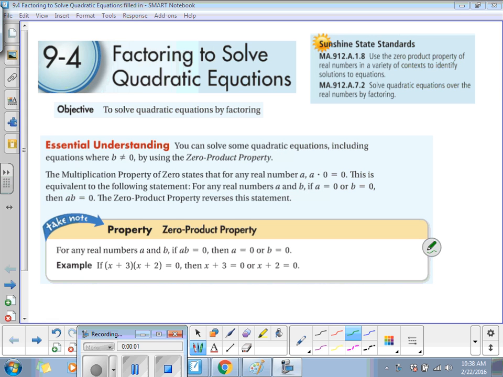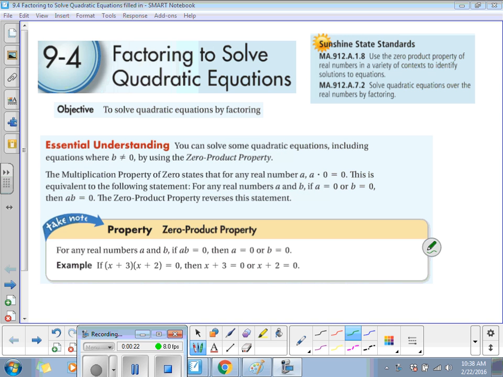Chapter 4 is factoring to solve quadratic equations. Today we're going to use all of the factoring methods that we've learned in the past. We learned the AC method, we learned the X method, and that's pretty much it, right? We use those two methods to factor.